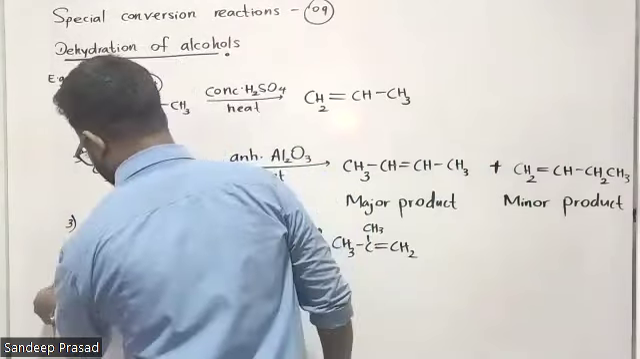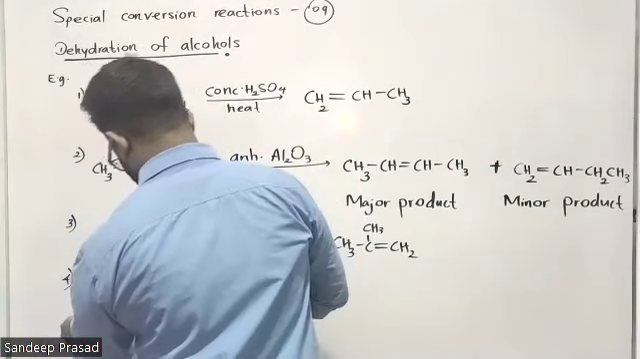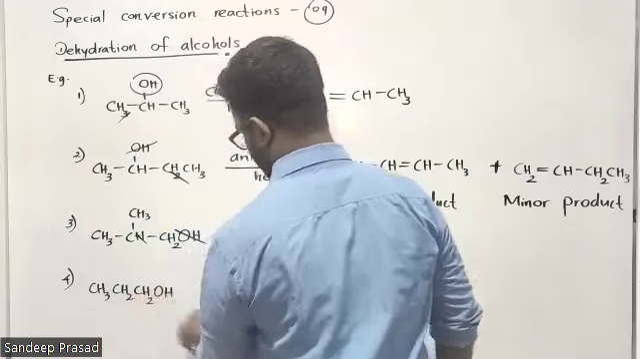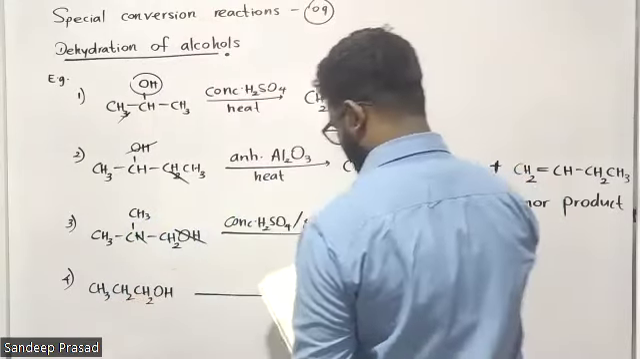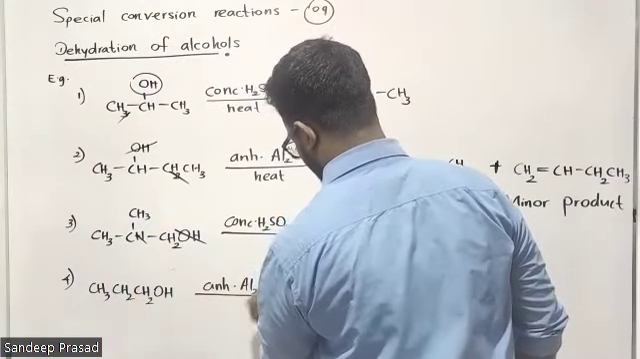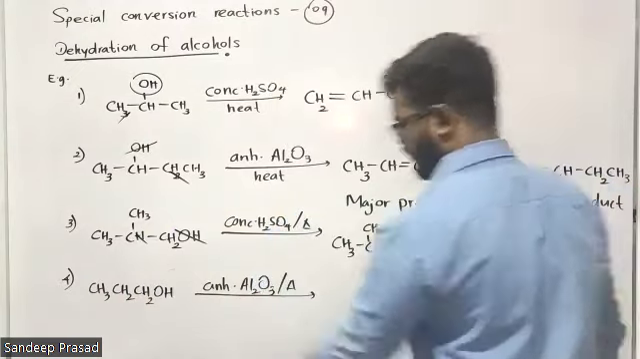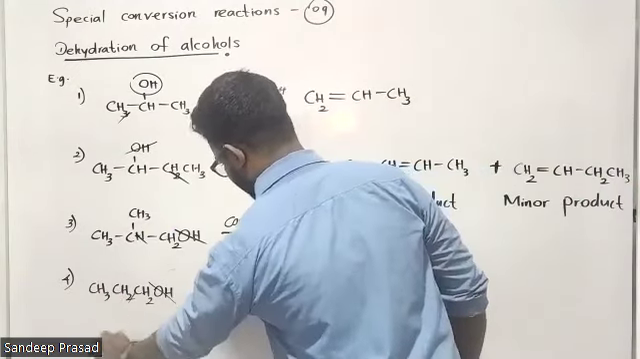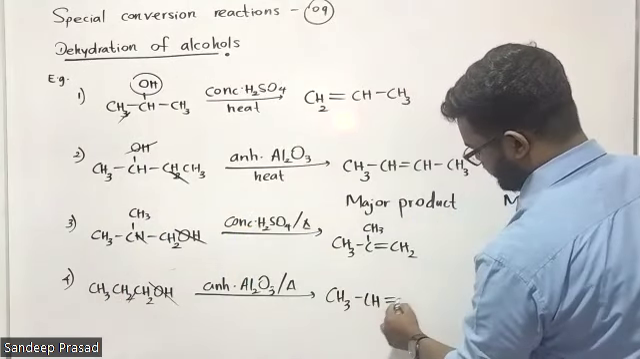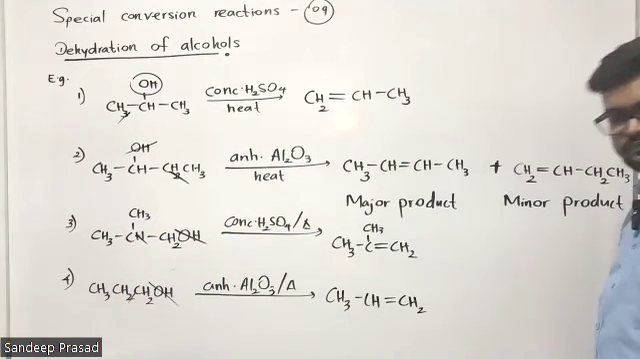Number 4, we have a primary alcohol like this, CH3CH2CH2OH, adding anhydrous alumina and heat. So OH is eliminating with the neighboring carbon atom, this one, giving CH3CH=CH2.